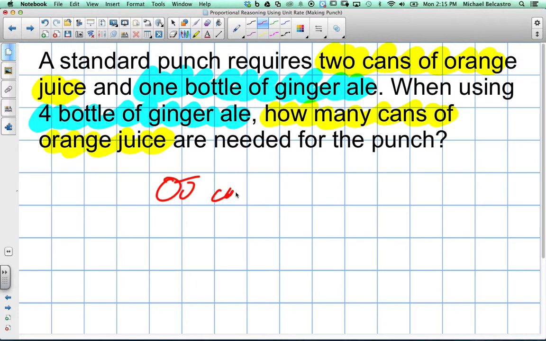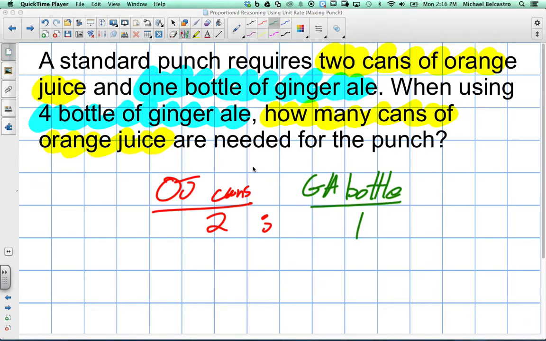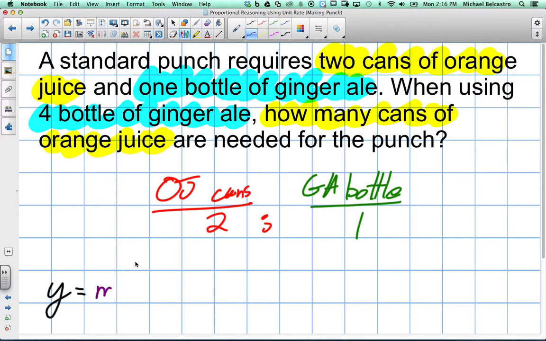OJ cans. We know that if we need 2 OJ cans to build punch, we'll also need a bottle of ginger ale in that relationship. Since this is a direct variation type question, and I'm going to use algebra to solve it, we need to build an equation. Okay, and our equation is going to be built off of this. y is equal to m times x.